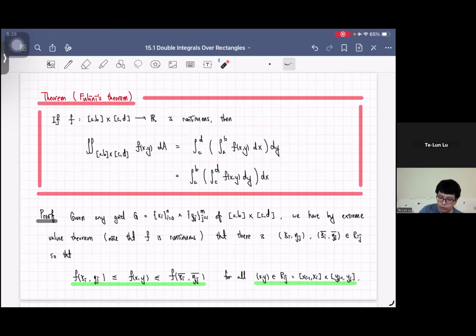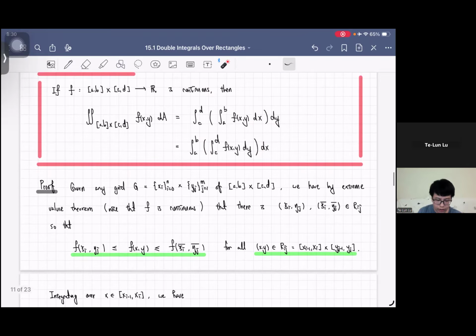So we can first compute f of x, y on the x component from A to B. Then after evaluating, you have a function in terms of y, right? And we can then compute the integration from C to D with respect to y. The same thing happens if you compute from C to D first with respect to y, and then A to B with respect to x. So we reduce the two-dimensional double integral problem into a one-dimensional integral problem, which you should be very familiar with. So you can evaluate a double integral using this method.